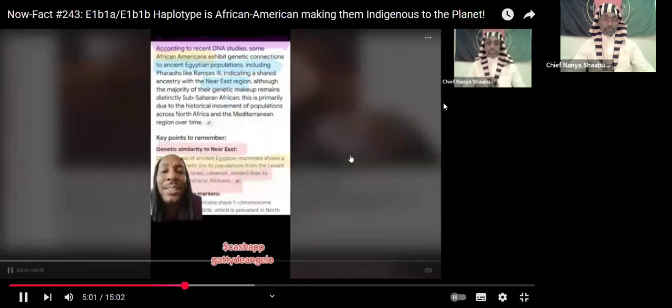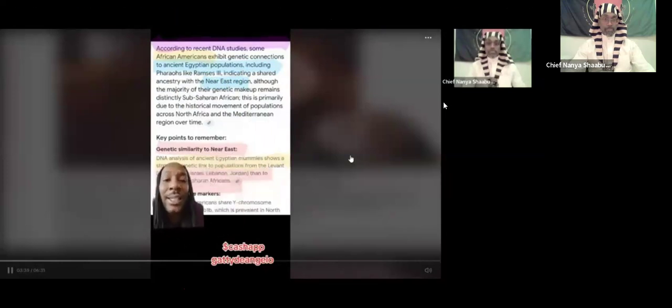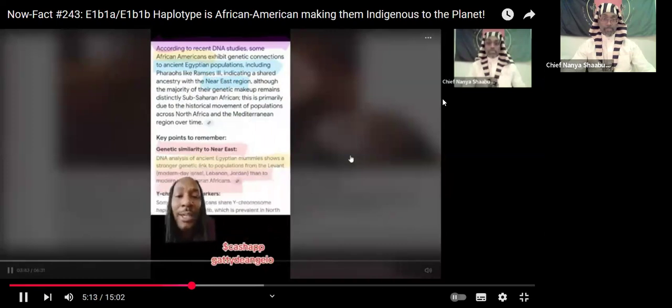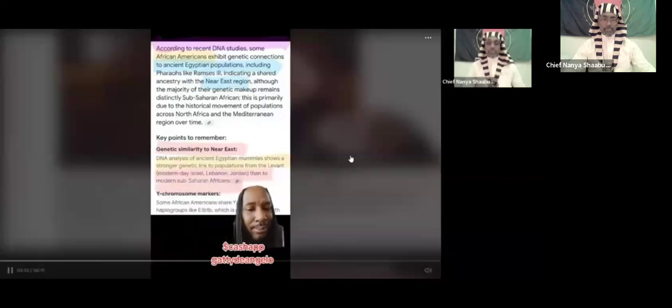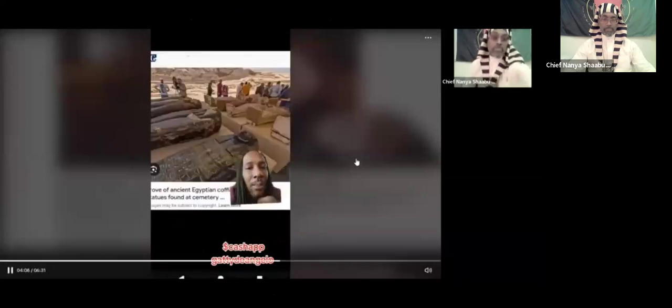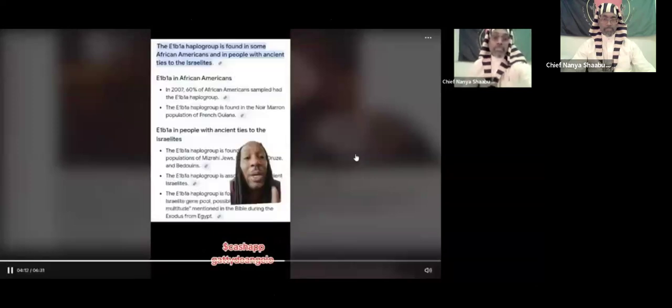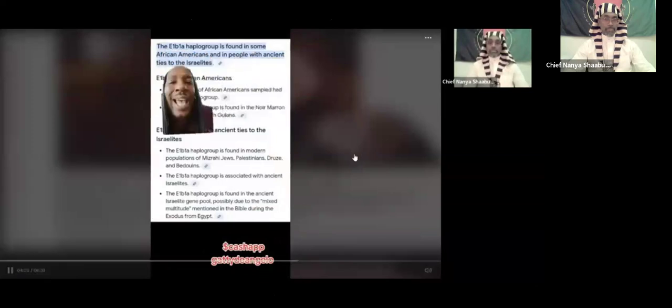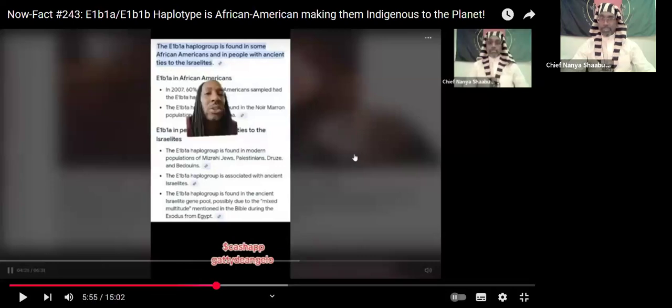But then down here, they say genetic similarities to the Near East. They said that DNA analysis of ancient Egyptian mummies shows a strong genetic link, right? Modern-day Israel, Lebanon, Jordan, then to so-called modern sub-Saharan Africans, right? Some African Americans share Y chromosome haplogroups like so-called E1B1B, whichever that is, right? And these are some of the mummies that they tested that show that we're connected to them. But let's continue. Then it went a little more farther. The E1B1A haplogroup is found in some African Americans and in peoples with ancient ties to the Israelites. So now we continue.